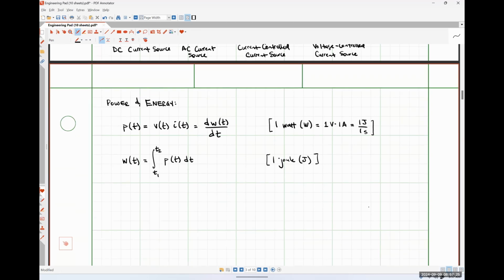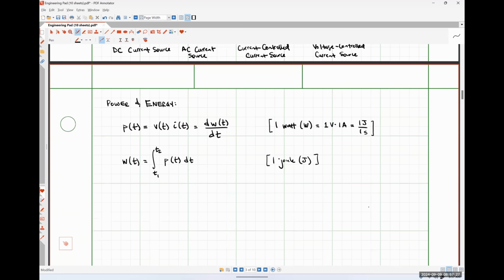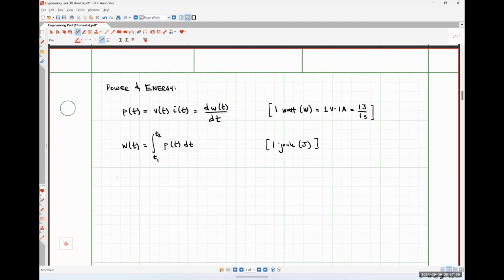So for our word-based definitions for power and energy, they're going to be related to each other. So it's kind of circular reasoning, but it's the best that I can do. Power is the rate at which energy is transferred in a circuit.